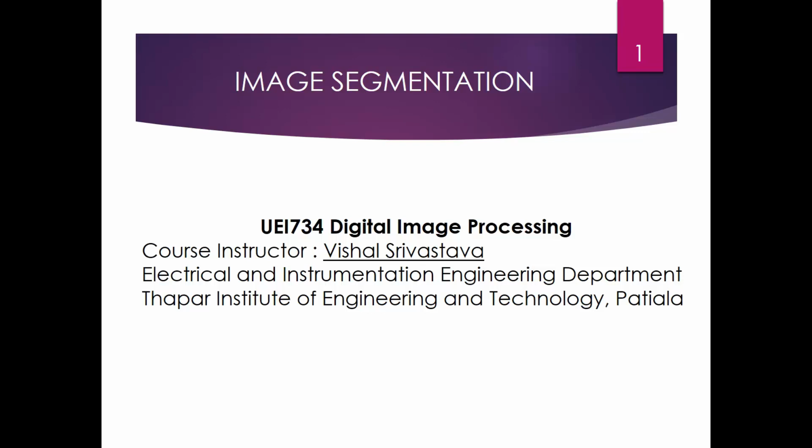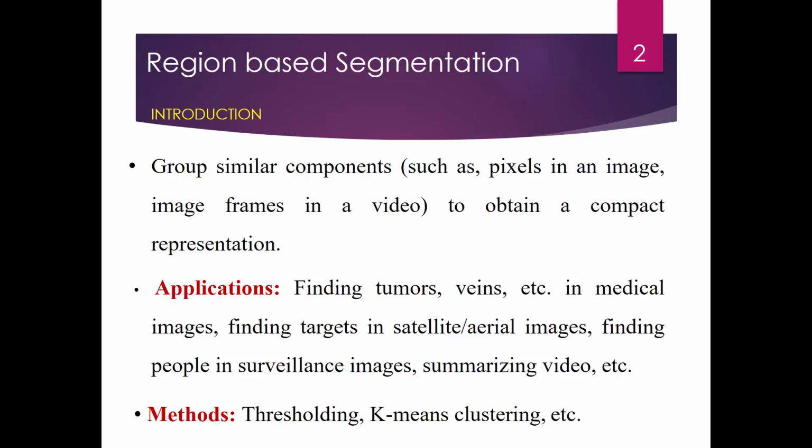Today we are going to discuss the last unit in image segmentation, that is region-based segmentation. It groups similar components such as pixels in an image or frames in a video to obtain a compact representation. Applications include finding tumors, veins, etc. in medical images, finding targets in satellite imagery, finding people in surveillance imaging, and summarizing videos. There are a number of methods to do these things: thresholding, K-means clustering, region growing, and region splitting and merging.